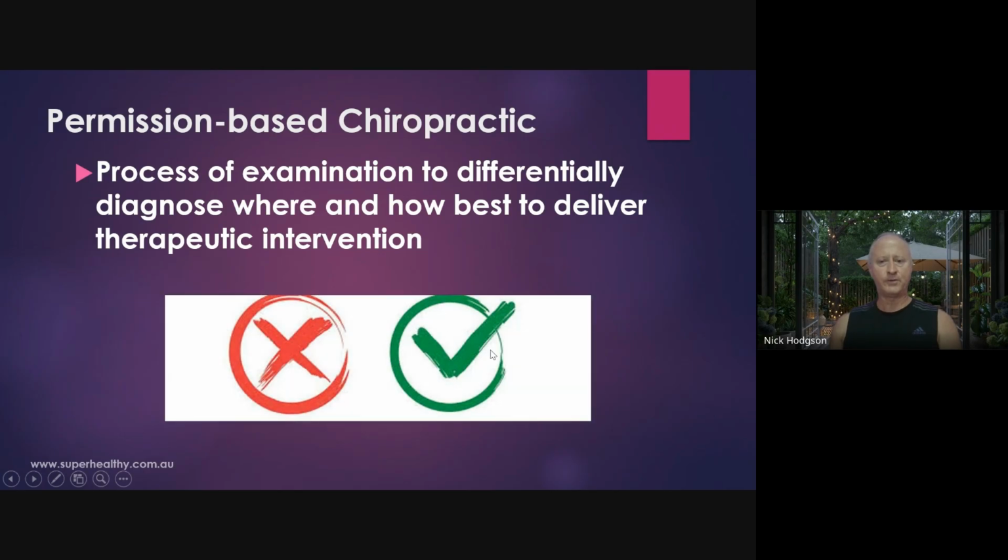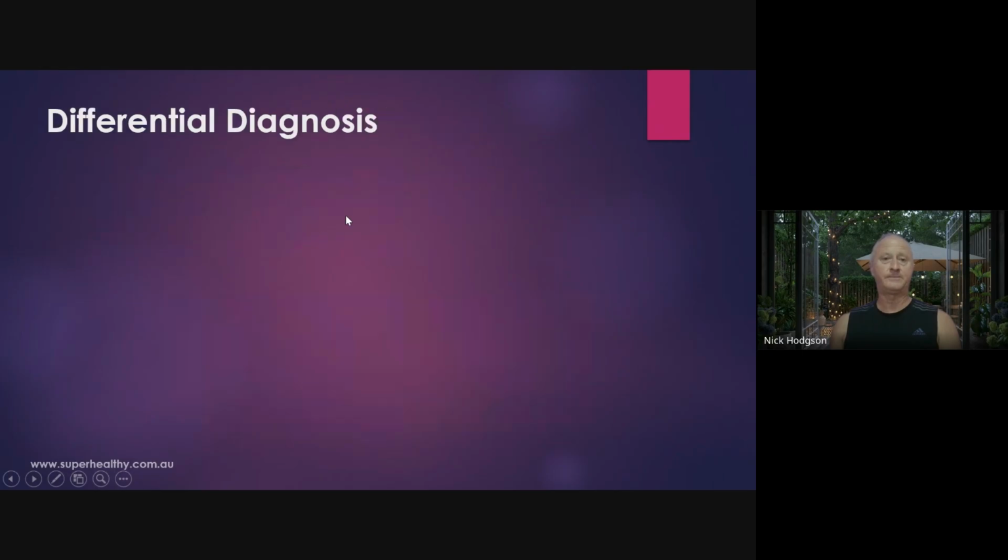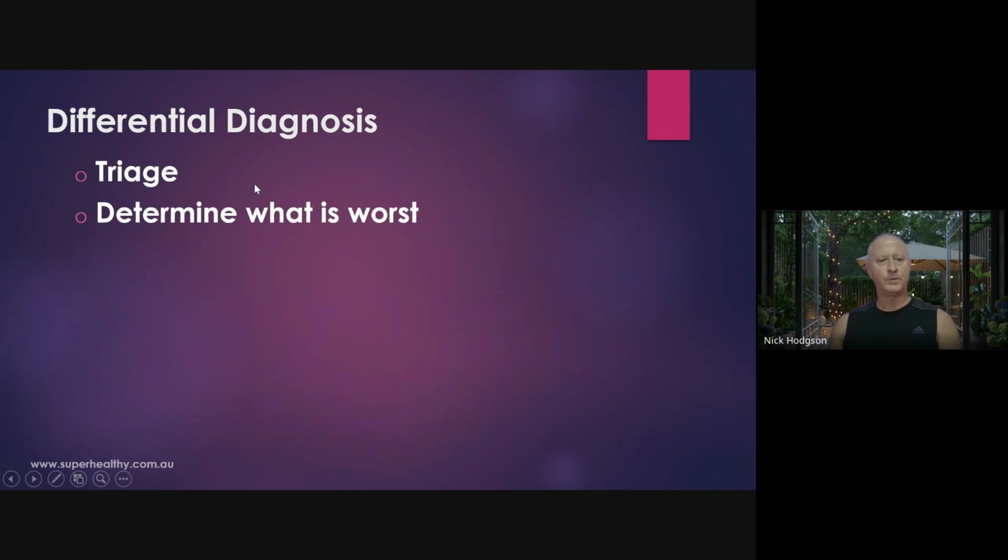So we're asking for a tick or a cross from the person's physiology as to whether something is acceptable or unacceptable to that physiology. Another term we're very used to is differential diagnosis. Traditionally, this is a form of triage. So we're ranking, trying to determine what is the worst, what is the quickest, what is the most urgent priority, and then we intervene on that particular thing that is the top priority.